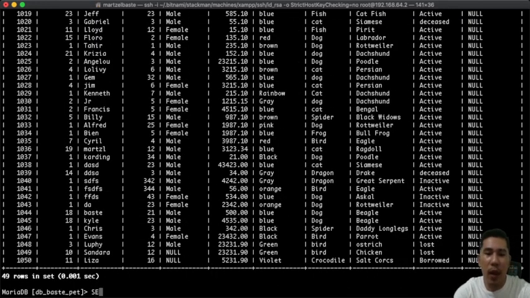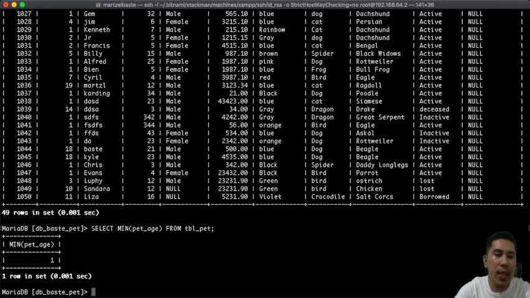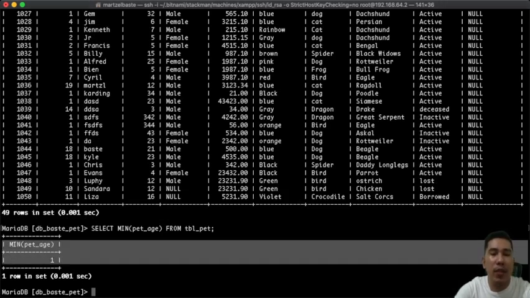Let's start with number one. So let's have here select the minimum age from tbl_pet. Based on our SQL statement, we found out that the youngest pet has the age of 1. But we don't know which pet it actually is, or what the information of this pet is.